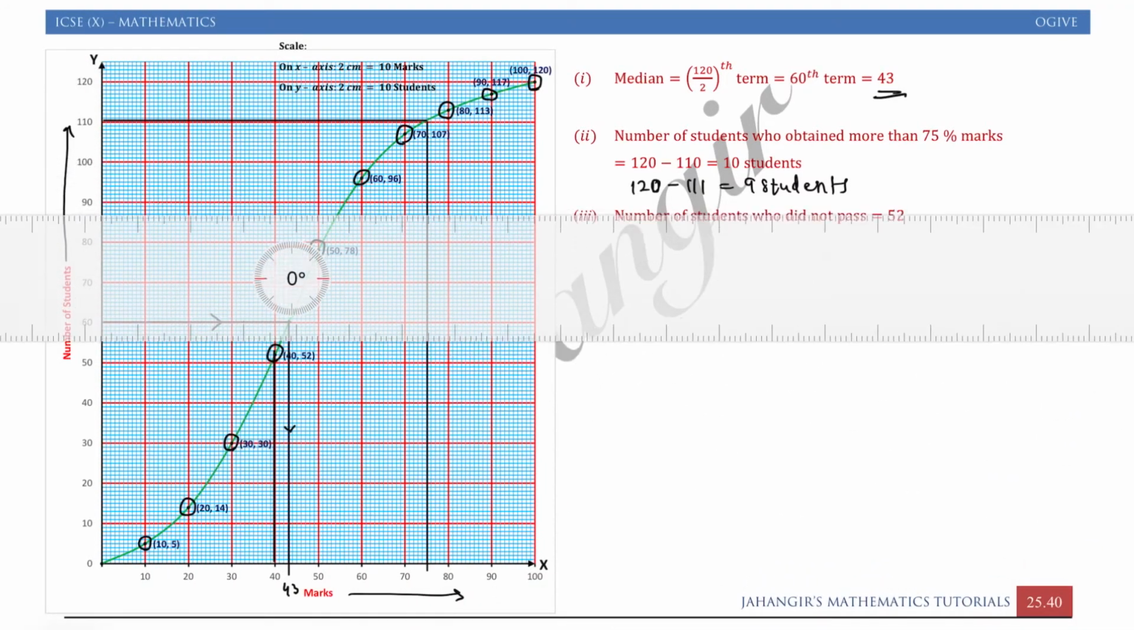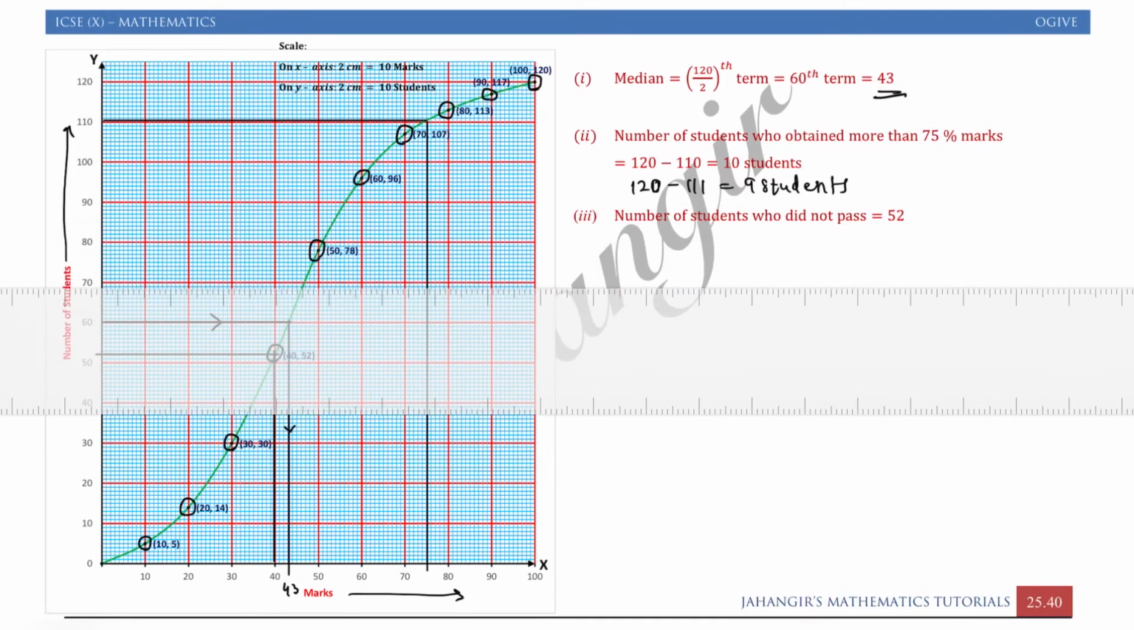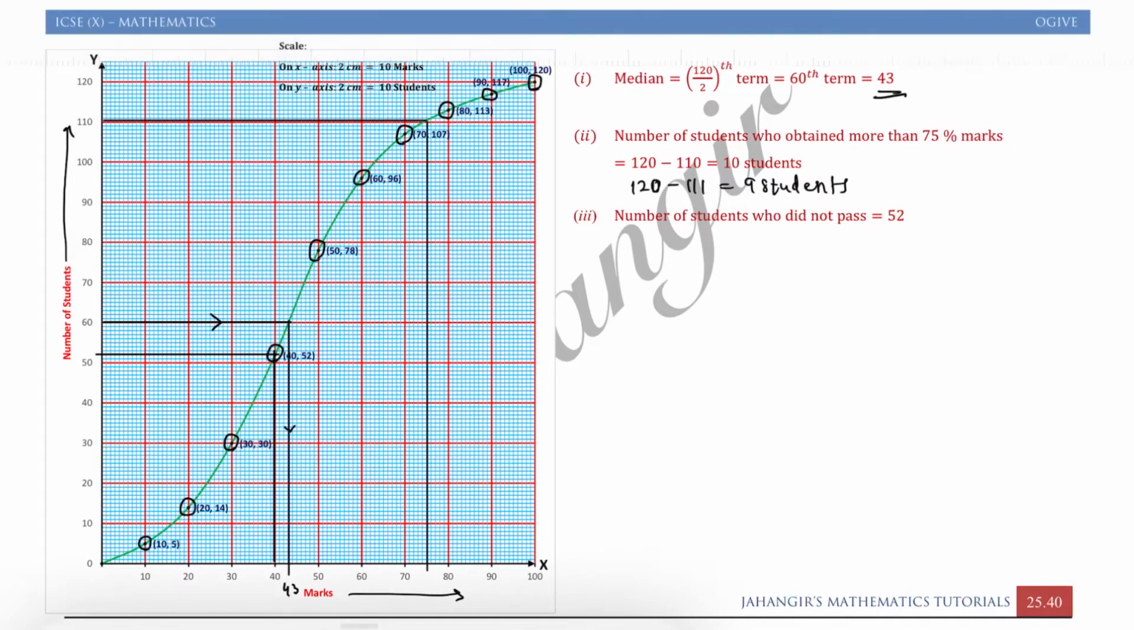Forty, so we have already reading as 52. So 52 students did not pass. Number of students who did not pass is 52. Hope questions and answers are clear. Let us make arrows.